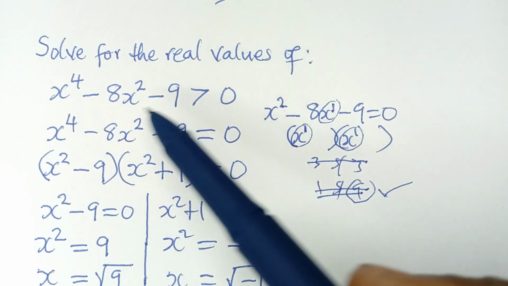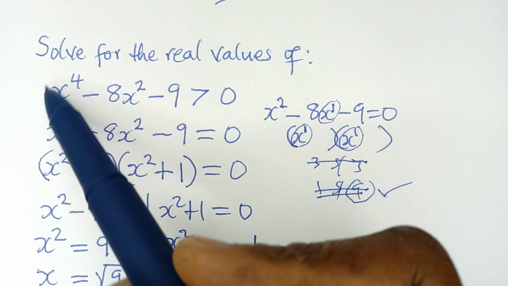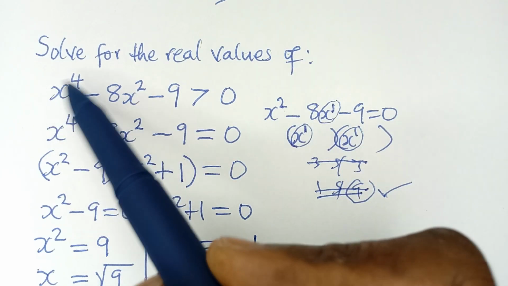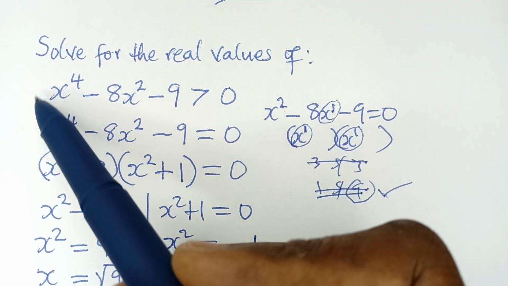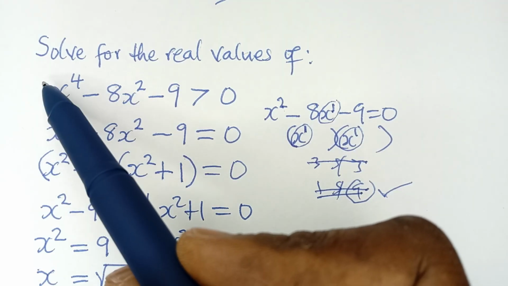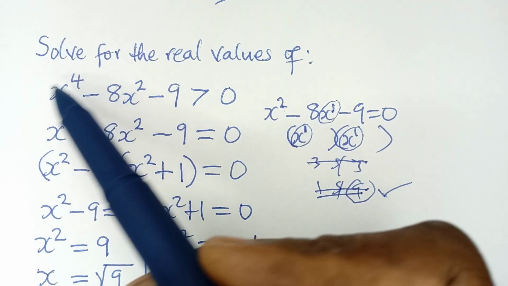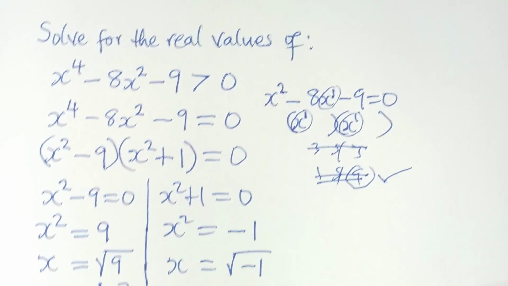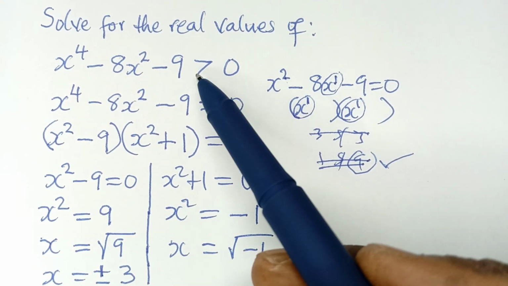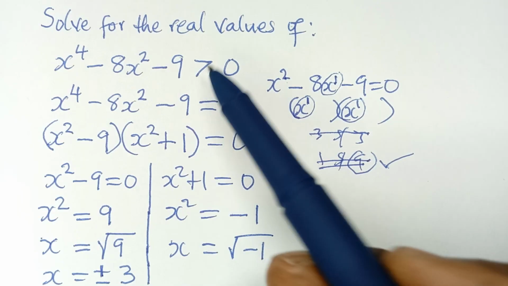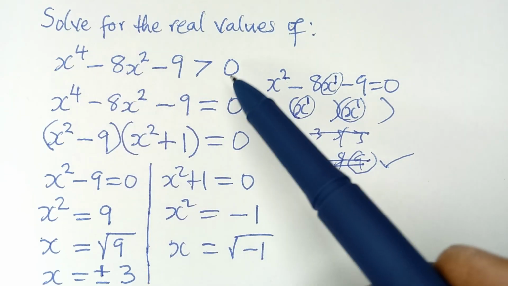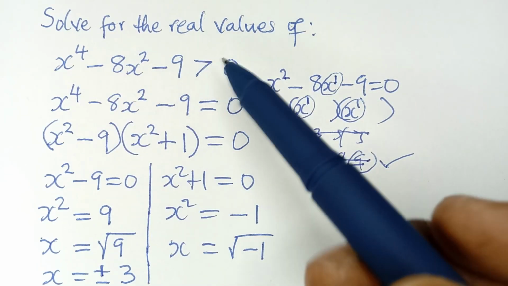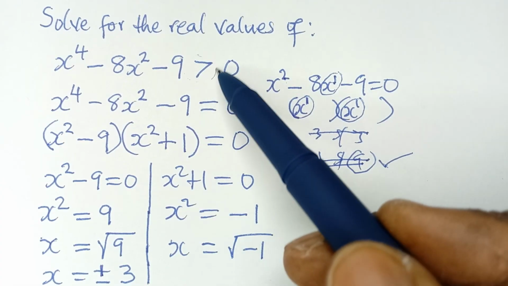So what do you do in order to do that? You just look at the coefficient of x raised to the power 4. The coefficient here is a positive value. Don't forget, this is like positive 1x raised to the power 4. So since the coefficient is a positive value, this inequality sign is greater than. So out of the two answers that we obtain, the higher value takes this inequality sign.